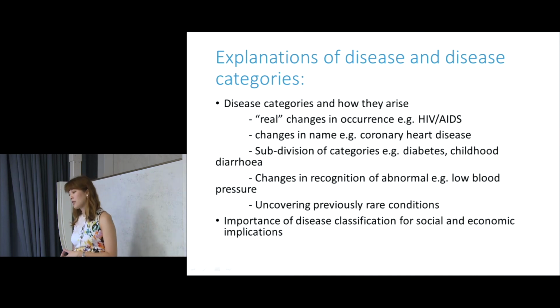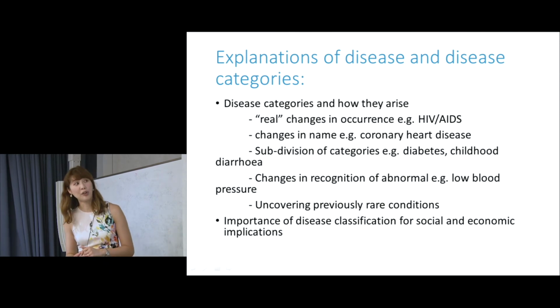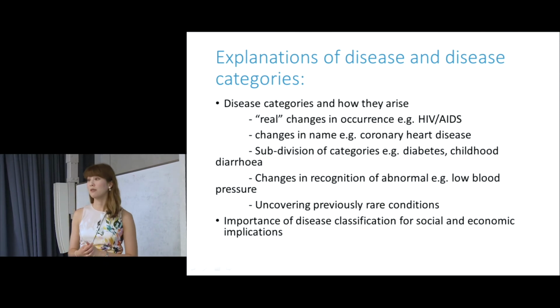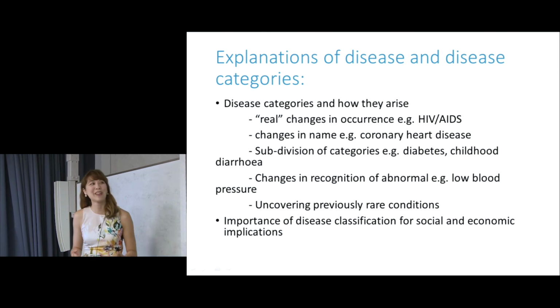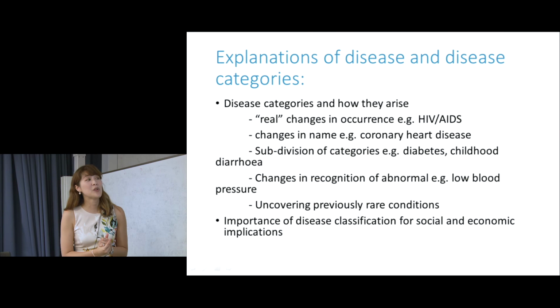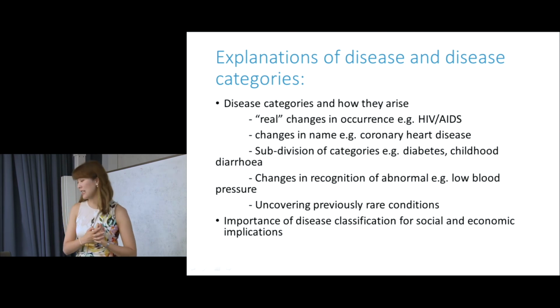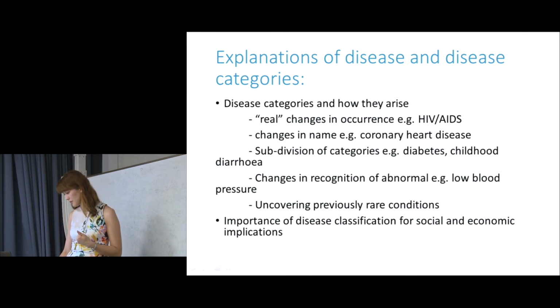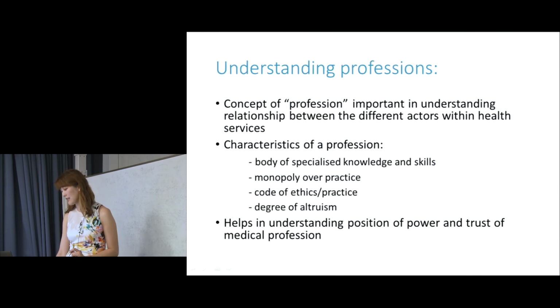So we also have changes in the recognition of abnormal. Not very long ago, Germany was still treating for low blood pressure. So if it was below 90, it was unhealthy. It was systolic, so they would raise it. It was interesting, isn't it? I don't know if Japan treats low blood pressure. But we're also uncovering previously rare conditions as well. So we also talked about the importance of disease classification for socioeconomic implications. Okay, so moving on.